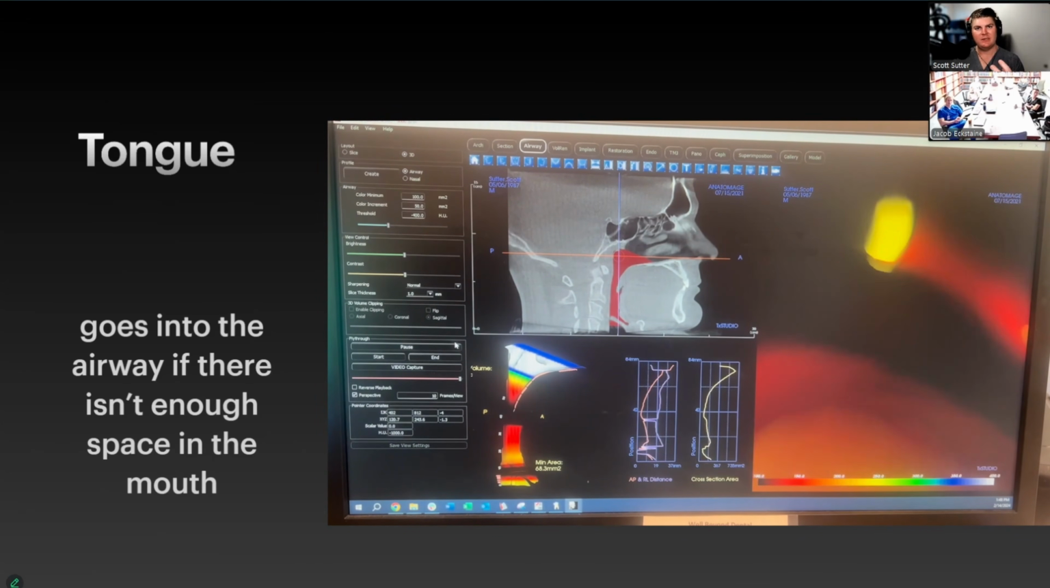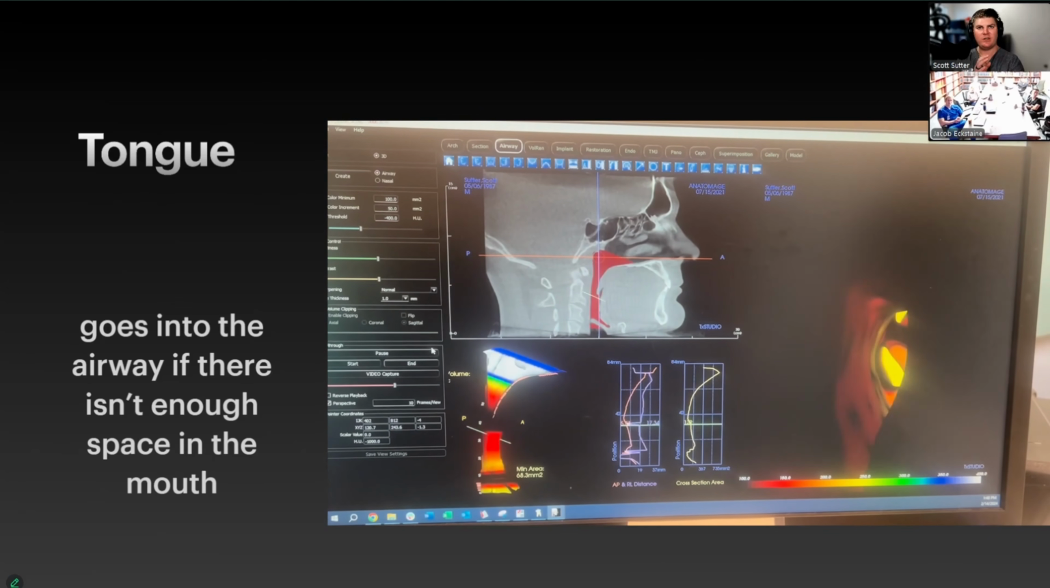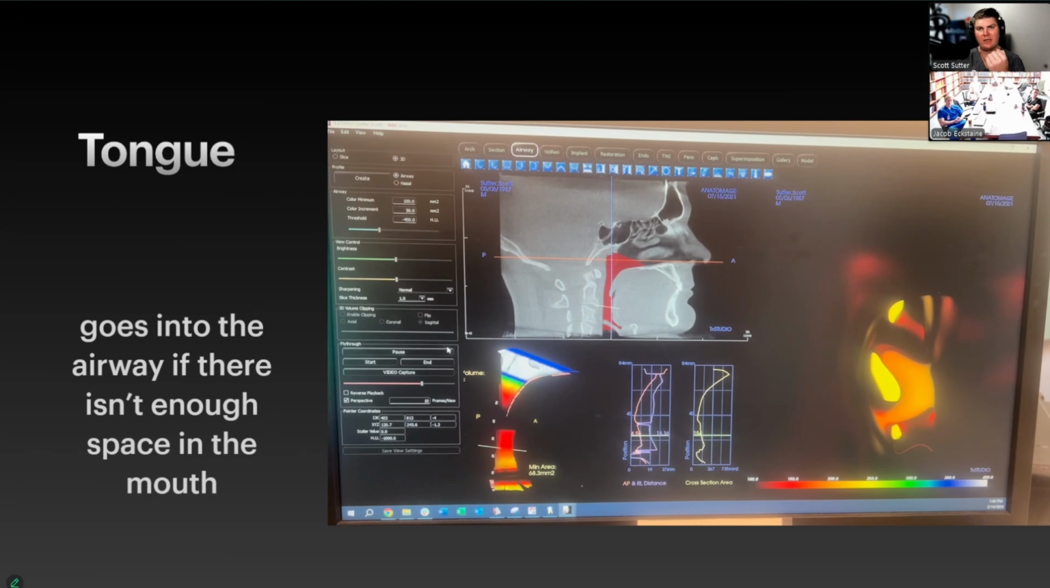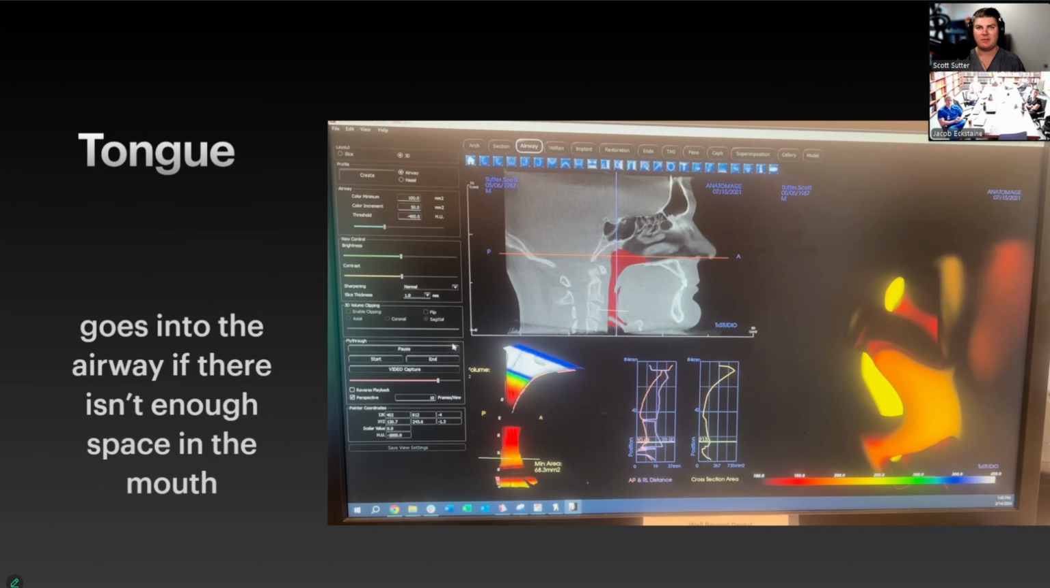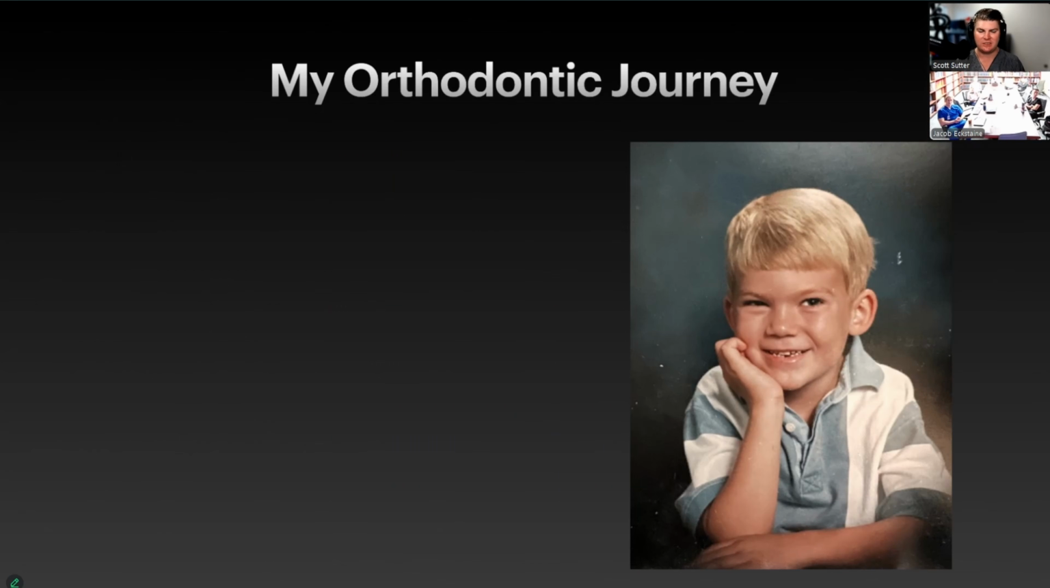And what happens is the tongue is going to go into the airway if there isn't enough space in the mouth. This is where we're developing so many of these issues. So let's talk about me. This is me at 6 years old. I took this from my parents' house. My mom has all the different photo albums and things like that.